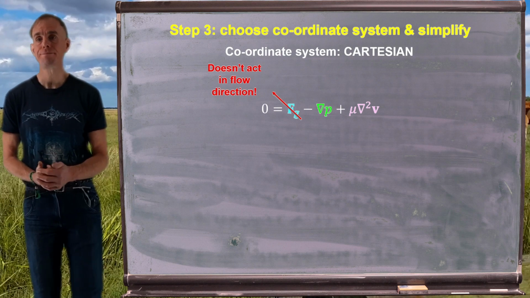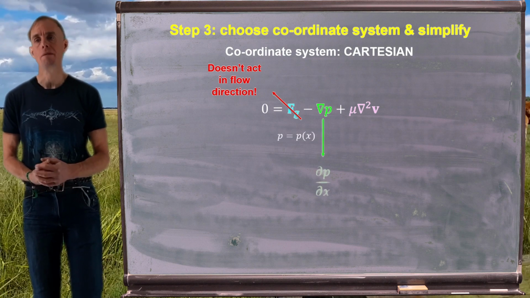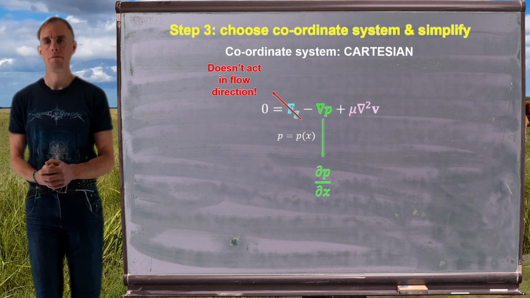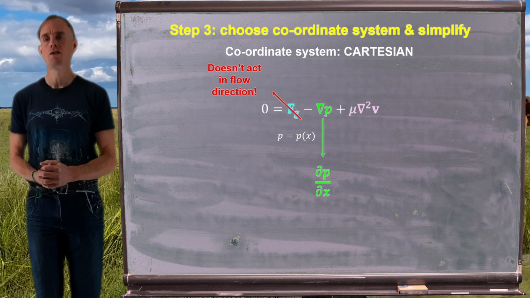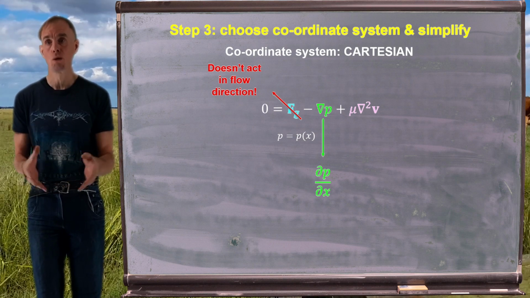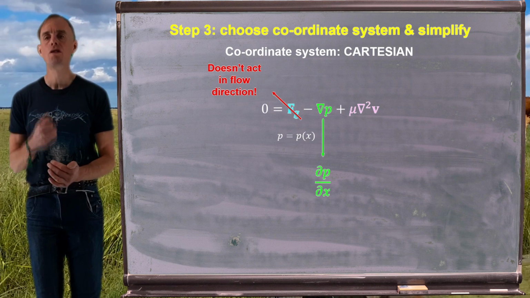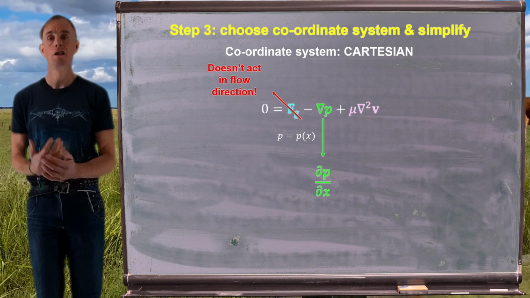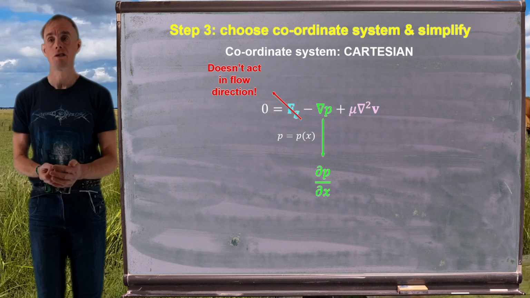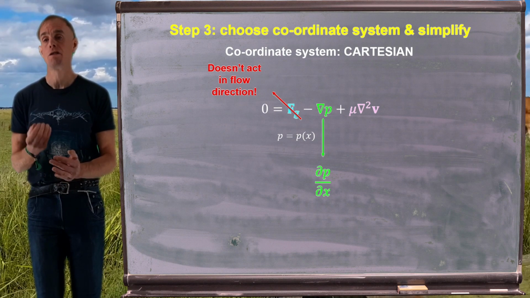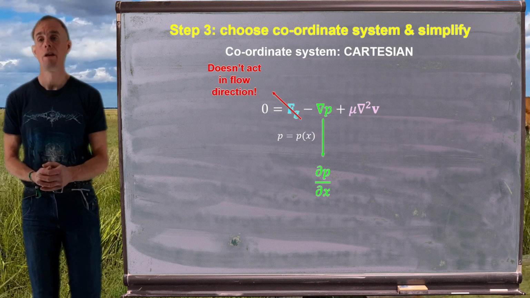Fine. If I look at my pressure term, I have decided that my pressure only changes in the x direction. We've got the term there minus grad p, and we know that that is a vectorial quantity because the gradient operator is a vector. So the only non-zero part of that vector is going to be how pressure changes with x, because we've already sketched that out in our diagram. So the only gradient of pressure we have is dp by dx.